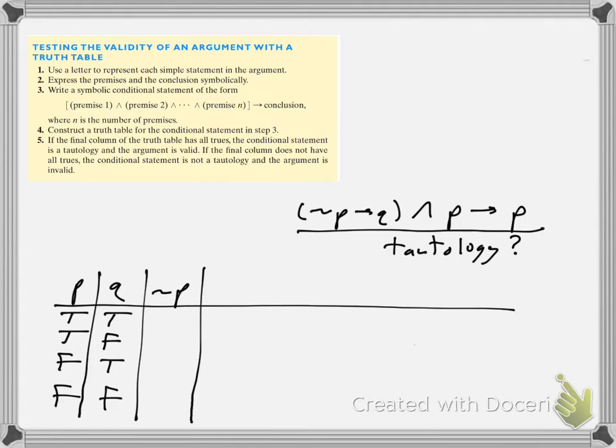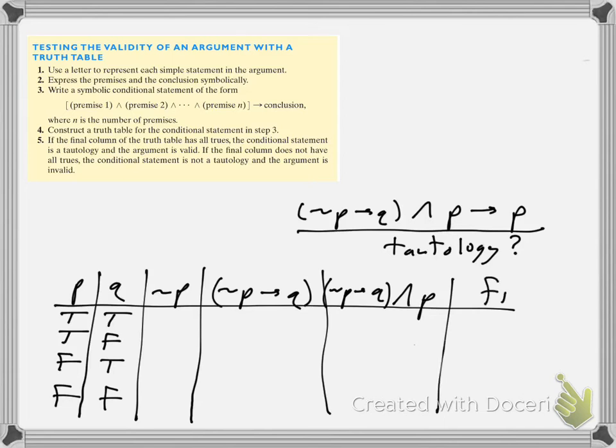We're going to build this now. We're going to have that column. Then we're going to have the not P implies Q and P. That's the next one. And then we're going to end with the final. Okay, so let's do this. So not P would be the opposites of P. So that'd be false, false, true, true.